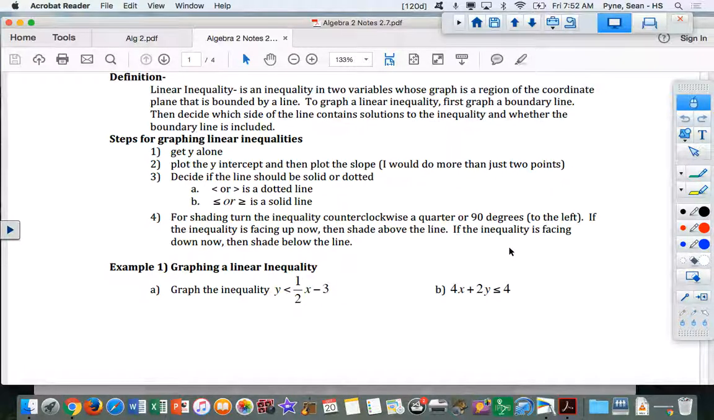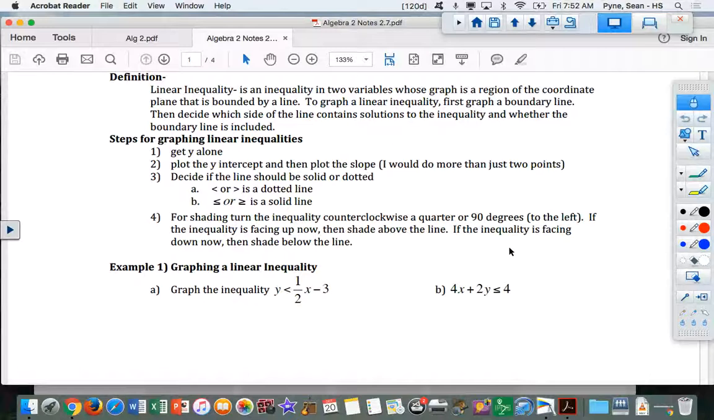And for shading, this is what I do. You turn the inequality counterclockwise, which is to your left, and you see which way it's pointing. You only turn it a little bit, guys, 90 degrees. Does everybody know what 90 degrees is? If I'm standing here, 90 degrees. You turn it 90 degrees to the left.